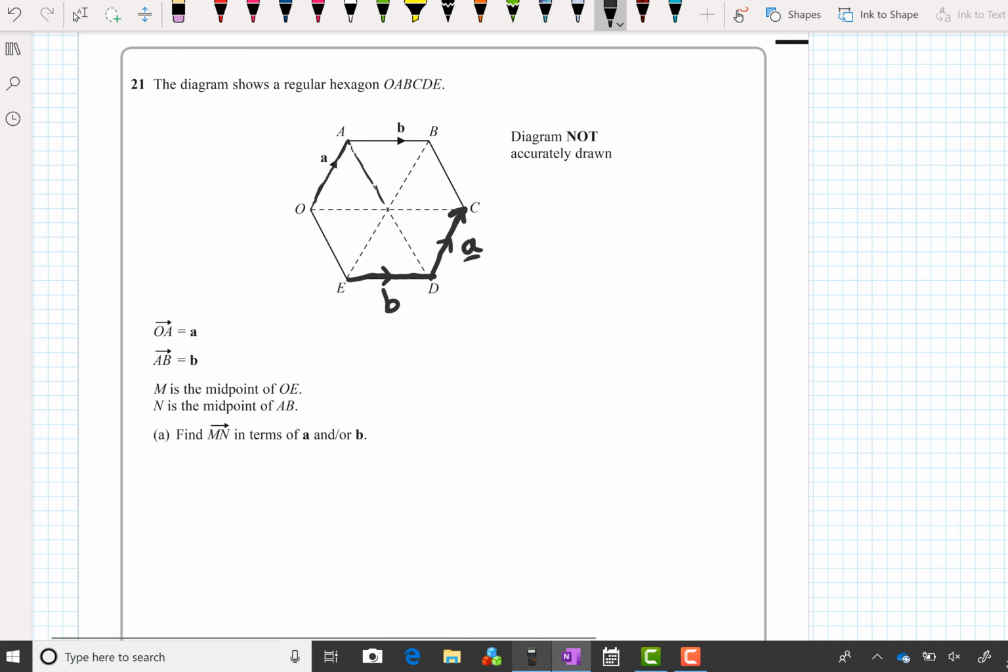What else have we got? M is the midpoint of OE. Okay, there's M. N is the midpoint of AB. Where's A to B? It's there. N. Find MN, so MN with the arrow from M to N, in terms of A and B. So if I'm to get to this here, draw out this little section just to explore it.